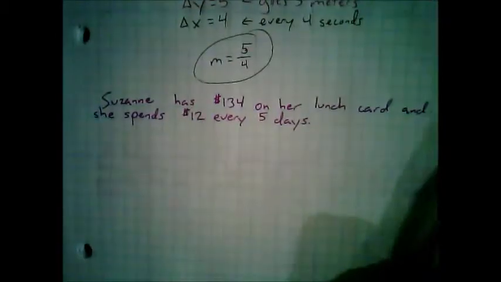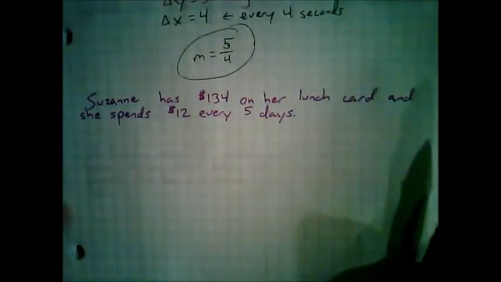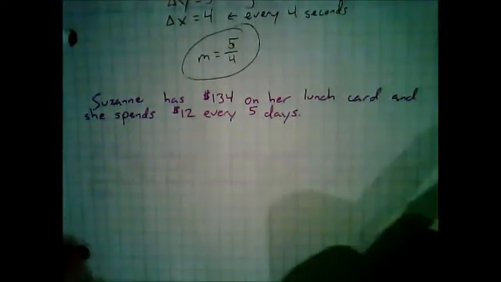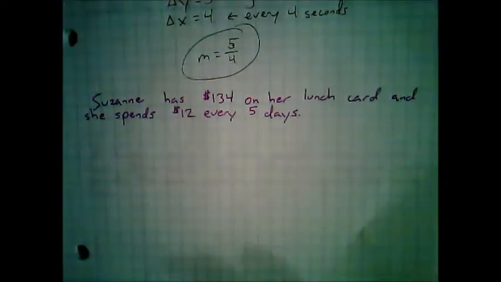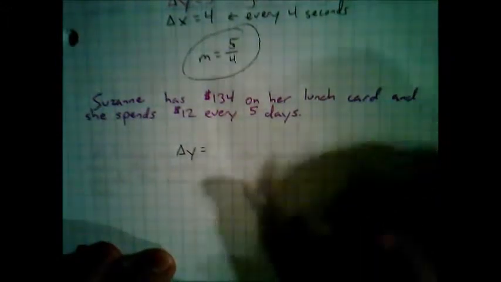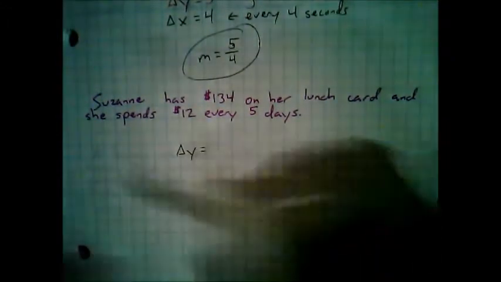Okay, next example. Suzanne has $134 on her lunch card, and she spends $12 every 5 days. So we will still want to figure out what the slope is, and the slope is still the rate of change of this situation. So in this problem, it's going to be how quickly does she spend money. So we need to identify our delta y and our delta x. Well, our delta y is that she spends $12. That's what this says. She spends $12 every 5 days.